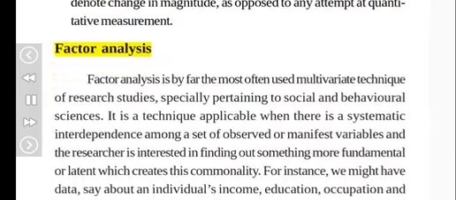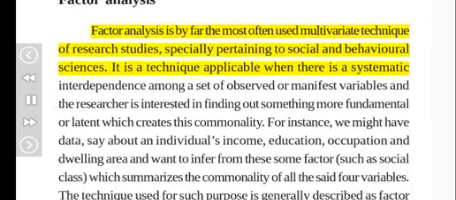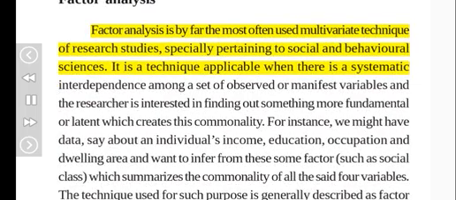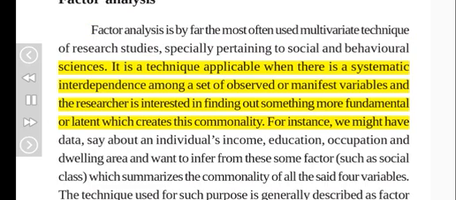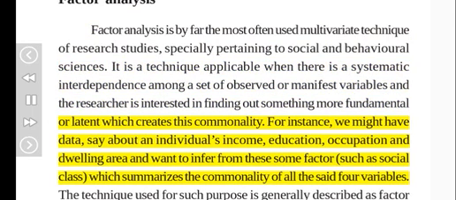Factor analysis. Factor analysis is by far the most often used multivariate technique of research studies, especially pertaining to social and behavioral sciences. It is a technique applicable when there is a systematic interdependence among a set of observed or manifest variables and the researcher is interested in finding out something more fundamental or latent which creates this commonality. Hence, we might have data, say about an individual's income, education, occupation and dwelling area, and want to infer from these some factor, such as social class, which summarizes the commonality of all the said four variables.